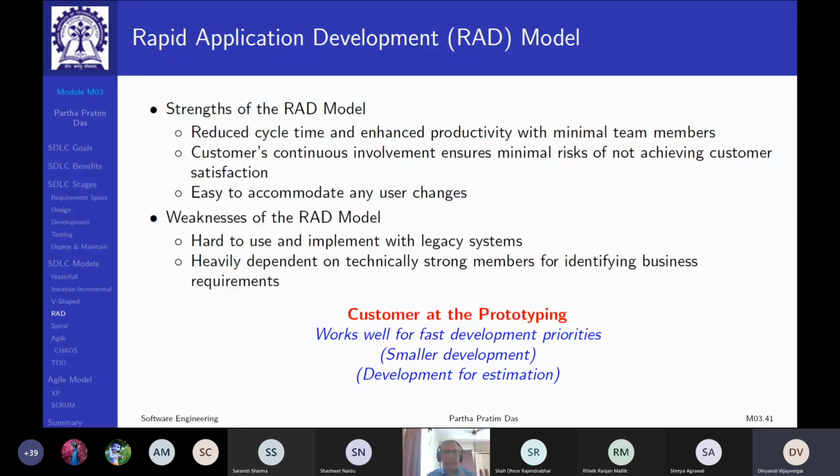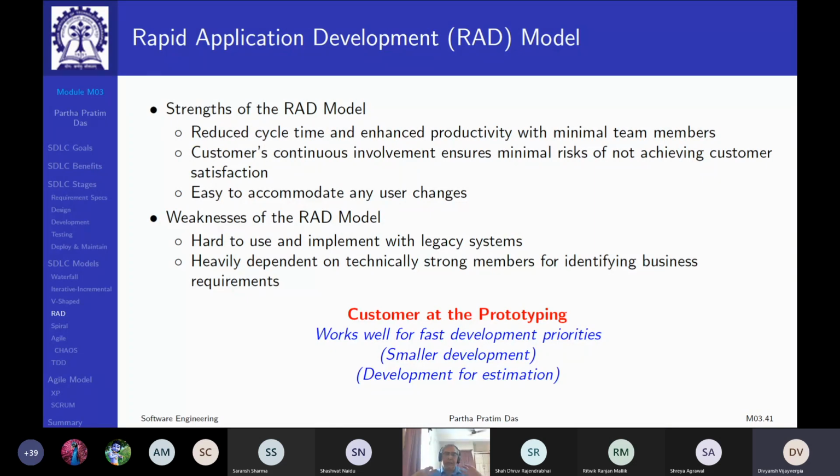Legacy is a relative term. Legacy does not mean 100 years back. Something which was done maybe even 5 years back, 2 years back, could be considered a legacy system if fundamental parameters of development have changed. Right. So RAD cannot be used very well. It's good for fresh projects, but it's not at all good for legacy systems because they are already in existence and they have a full-blown model.